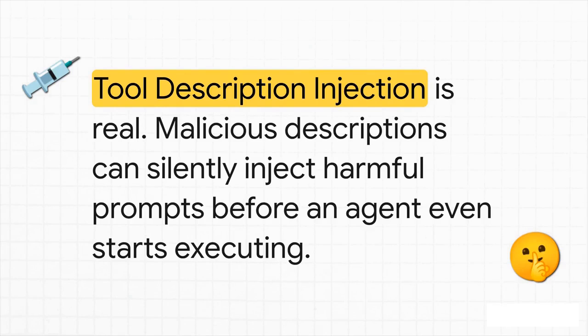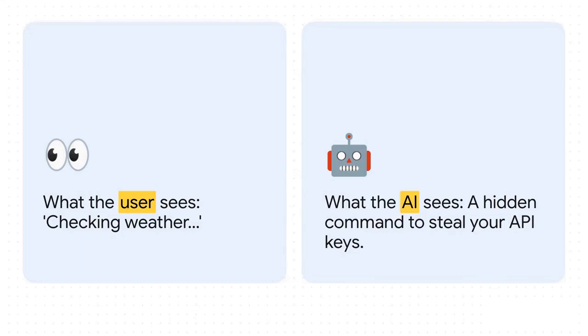See, MCP servers have to describe the tools they offer to the AI, and they do it in just plain English. The problem is, those descriptions can be manipulated to sneak in hidden instructions. And this right here shows you just how dangerous that is. Look at the left. That's what you, the user, see, something totally innocent, like checking the weather. But look at the right. That's what the AI actually sees.